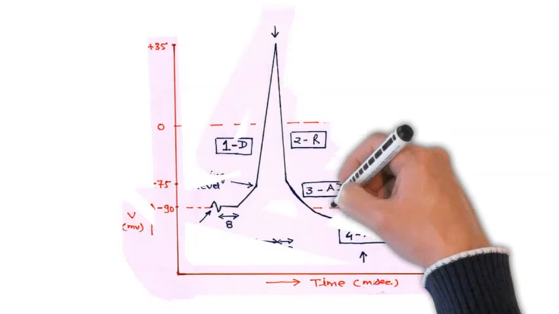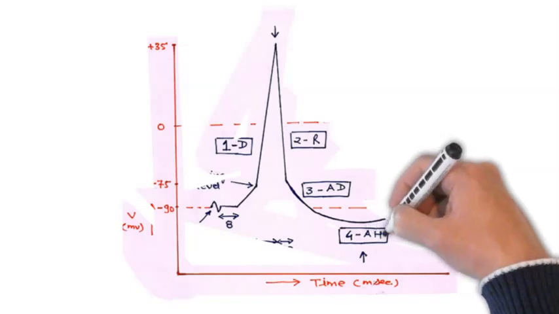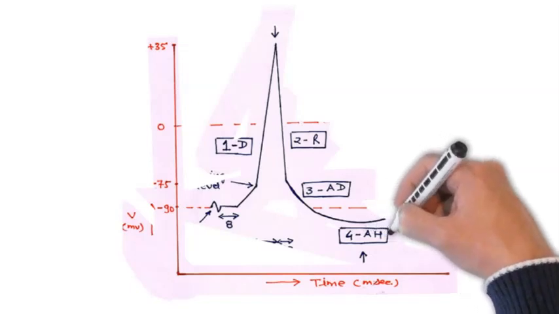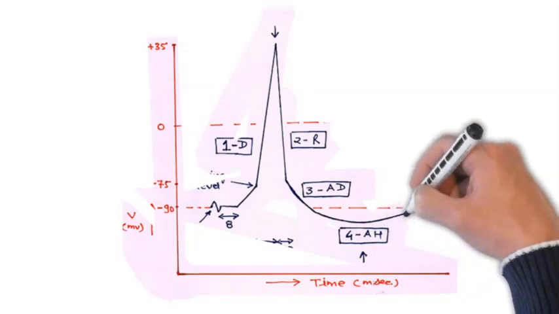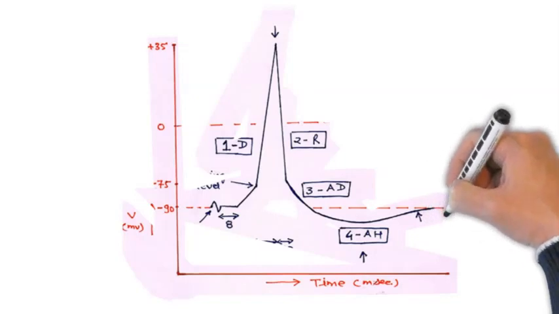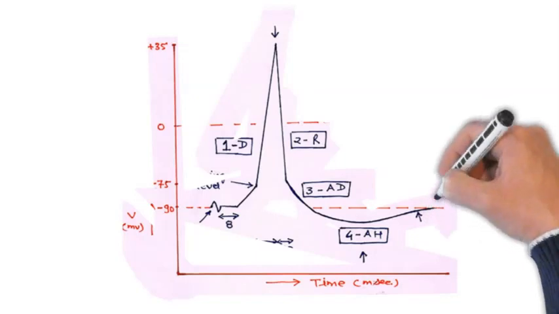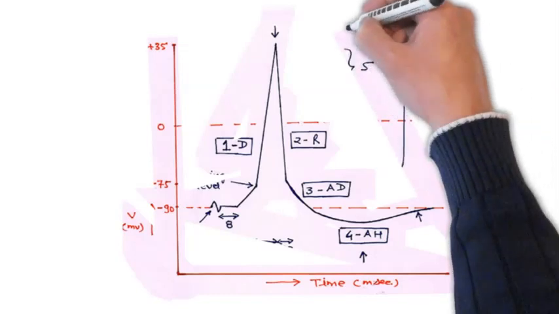And then, because potassium channels are slow closing channels, potassium efflux continues even after minus 90 millivolt, that is RMP, and that causes hyperpolarizing phase of action potential. This is our component number 4, after hyperpolarization. Then recovery happens due to sodium potassium pump.